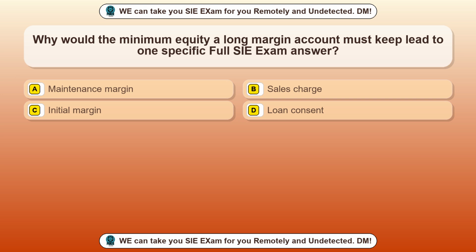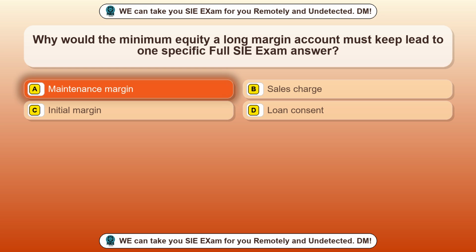Question 85. Why would the minimum equity a long margin account must keep lead to one specific full SIE exam answer? Option A, maintenance margin. Option B, sales charge. Option C, initial margin. Option D, loan consent. The correct answer is option A, maintenance margin.